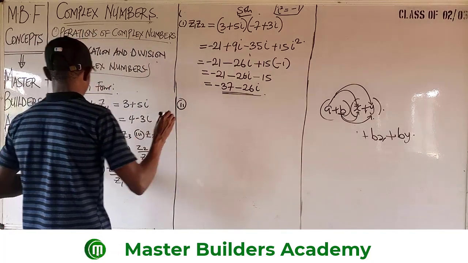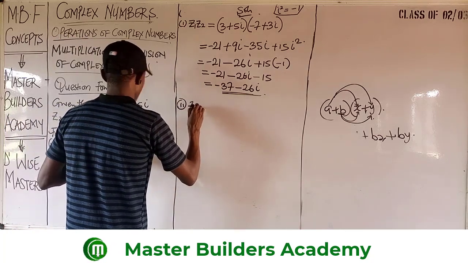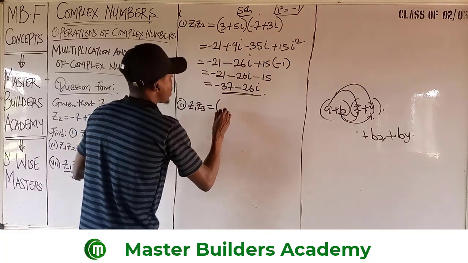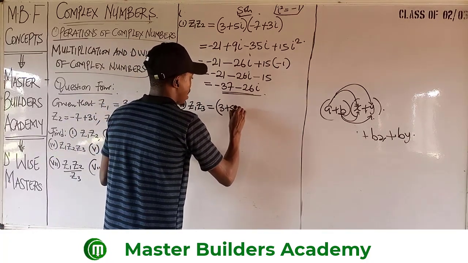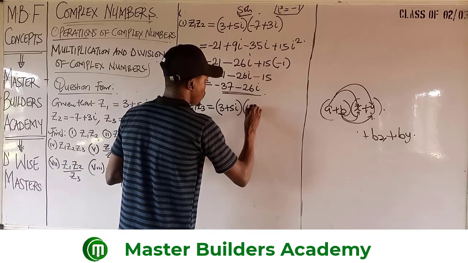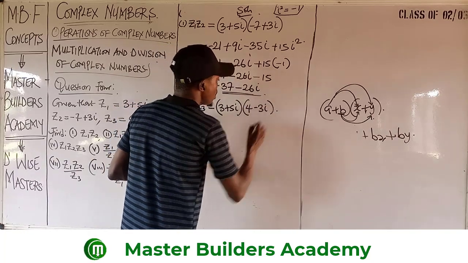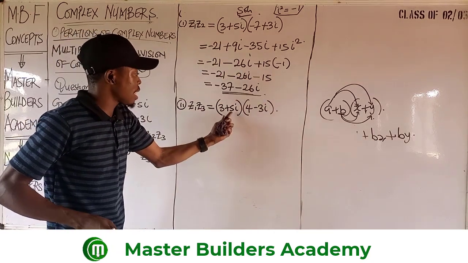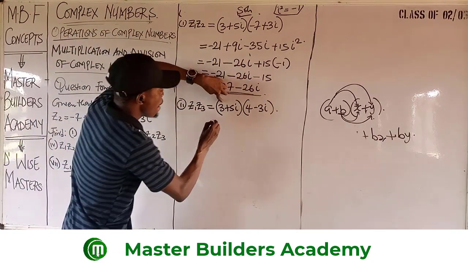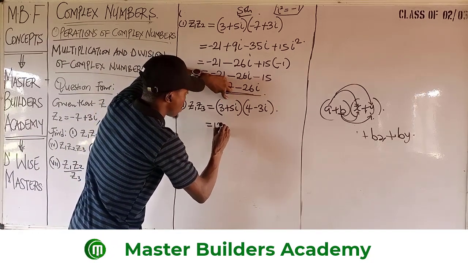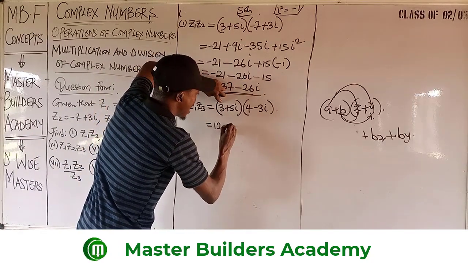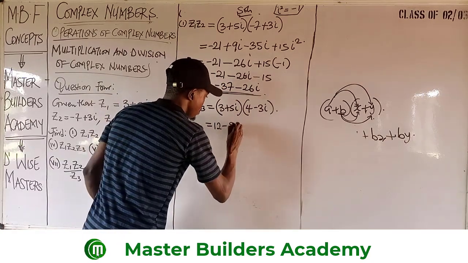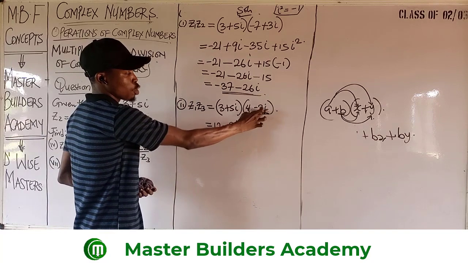Now question number 2, we have z1 times z3. z1 is 3 plus 5i, and z3 is 4 minus 3i. The same thing we are going to do. This first number we multiply the 2 terms here, and then this last number we multiply the 2 terms here. So 3 multiplied by 4 will give us 12, and then 3 again multiplied by negative 3, and we have minus 9i. I hope you understand this. We are not using 3 to multiply the 2 terms here.